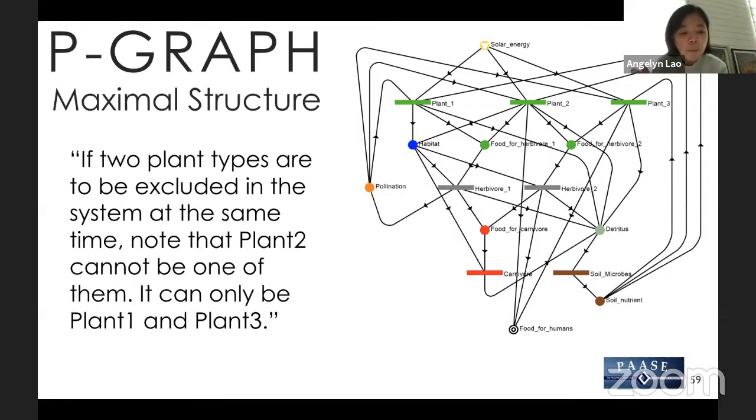Whereas if you remove plant 1 and plant 2 at the same time, it affects the food provided for herbivore 1. It also affects the habitat provided for herbivore and carnivore. Okay, so if we remove plant 1, plant 2, or plant 2, plant 3, this will all disrupt the sustainability of the system and the management of the ecosystem services.